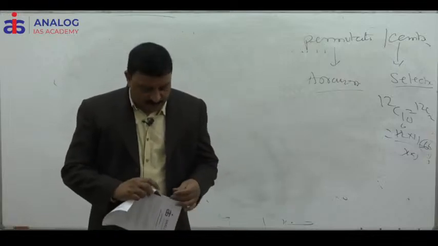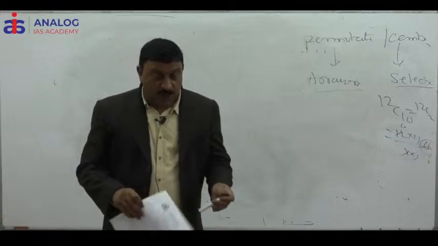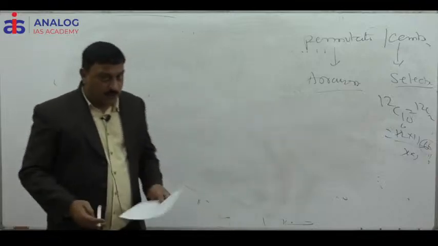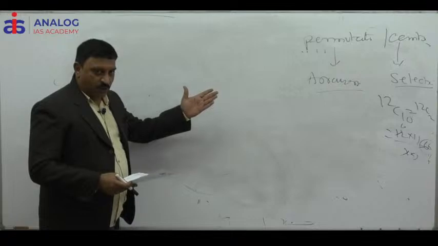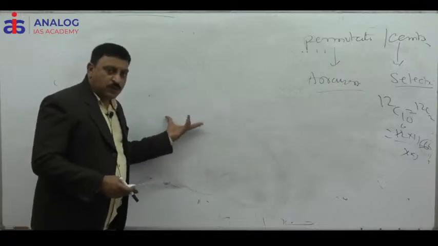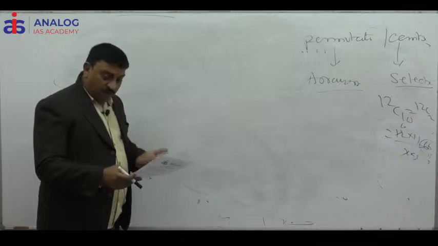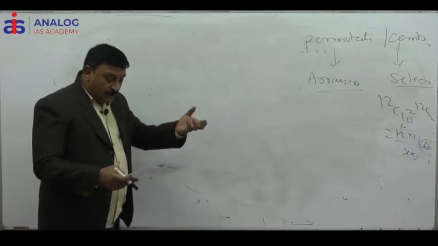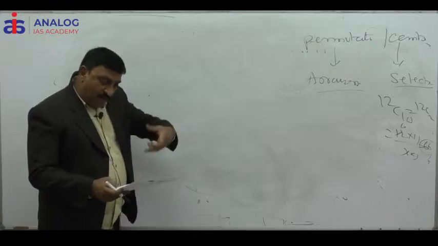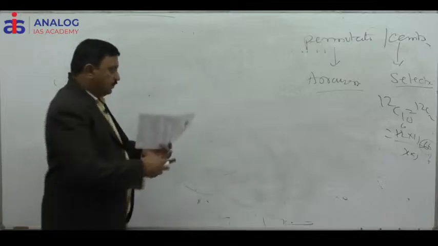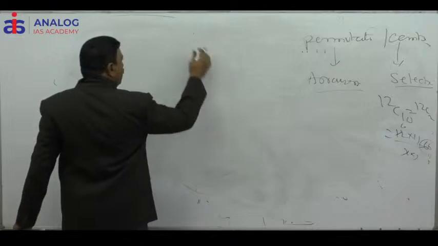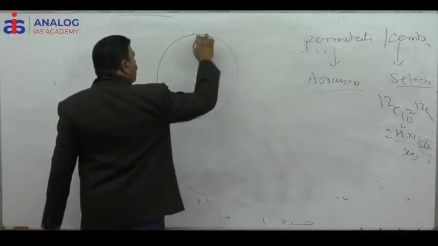This is what I used to stress maximum in my class: when to use them. Unnecessarily you should not use the combinations formulas. Use the logical way of giving the answer. First of all, what is this? Here, 12 things are there. We have to take 10 consecutive things, clockwise only.